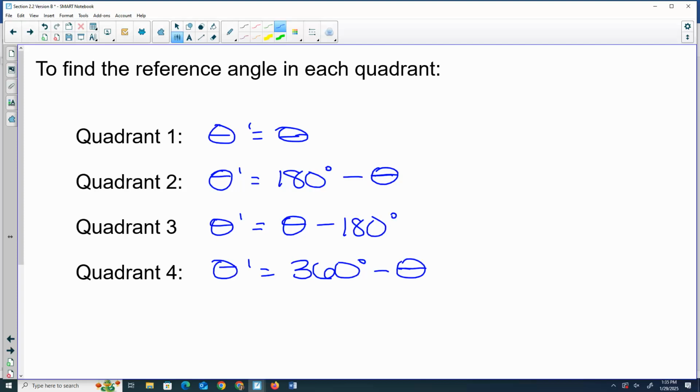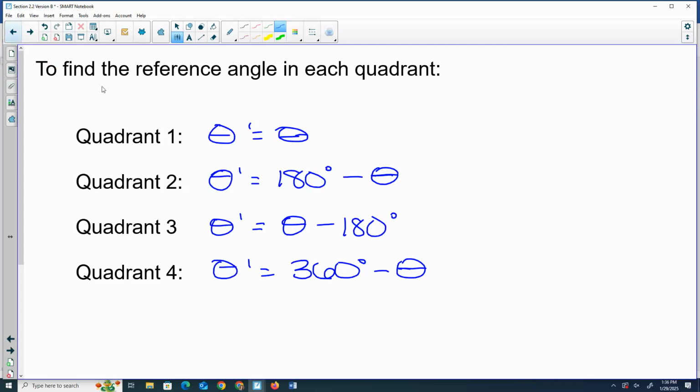If you do it the wrong way, if you do 180 minus theta instead of theta minus 180, you'll get a negative. So you'll know. When you find this, you should get a positive number between 0 and 90. That is a reference angle. And reference angle is always distance to the x-axis. So we're using 180 and 360. You will never, ever, ever subtract 90 or 270 because that will give you how far you are to the y-axis.